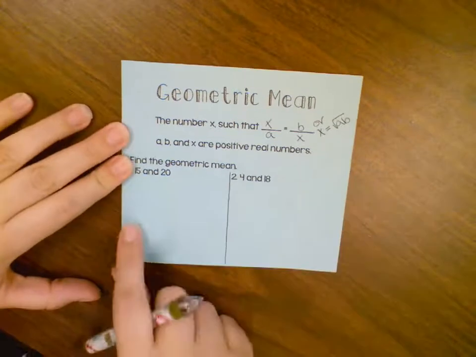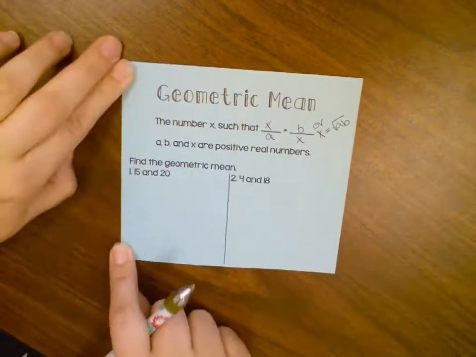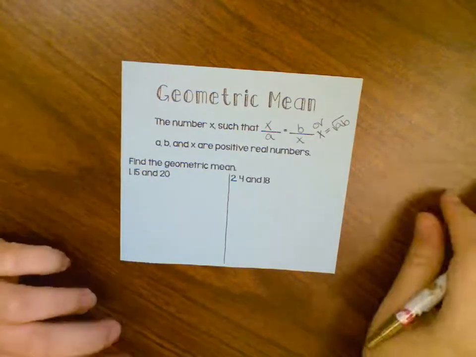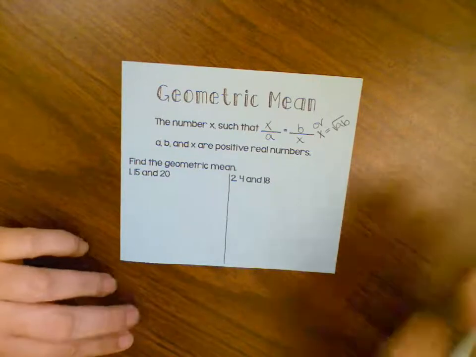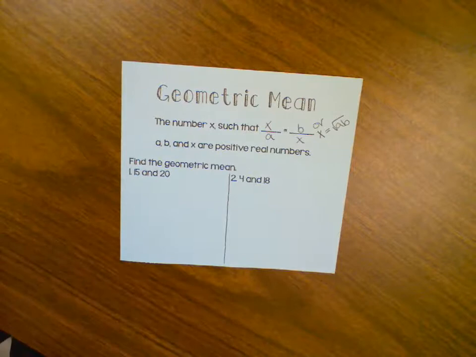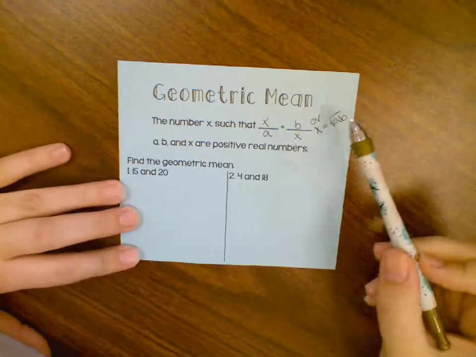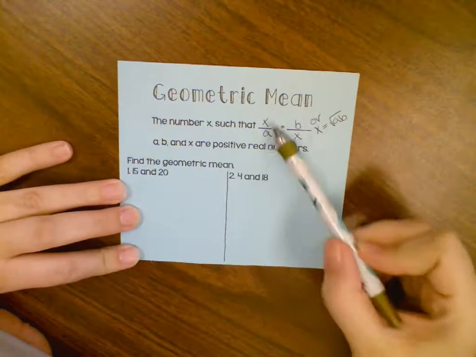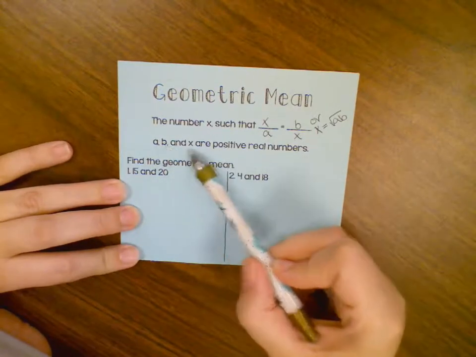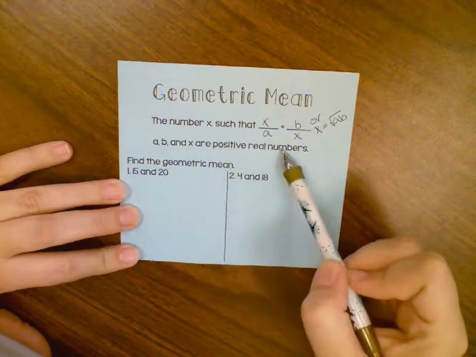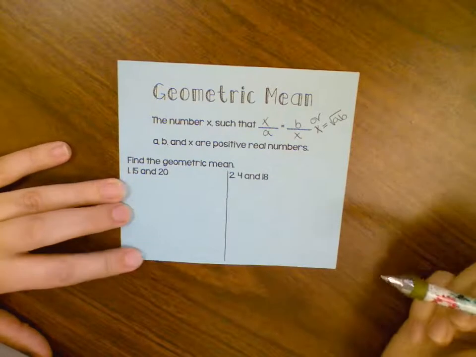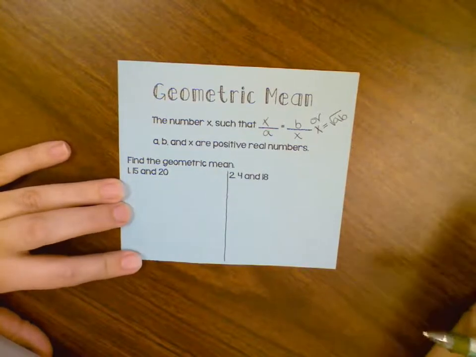So first we're going to start talking about the geometric mean, and that is just a special formula that tells the relationship between two numbers, and this is going to relate to our geometry stuff when we get to our triangles. So the formula says that we have the number x such that x over a is equal to b over x, when a, b, and x are all positive real numbers. And that's because these a, b, and x will represent side lengths on triangles, so they have to be positive.